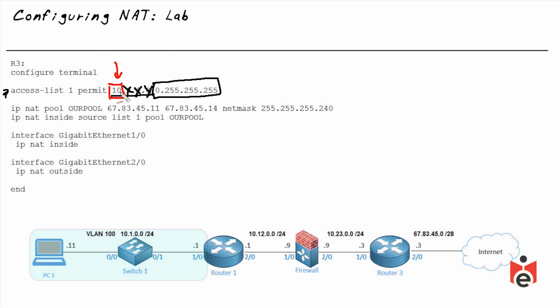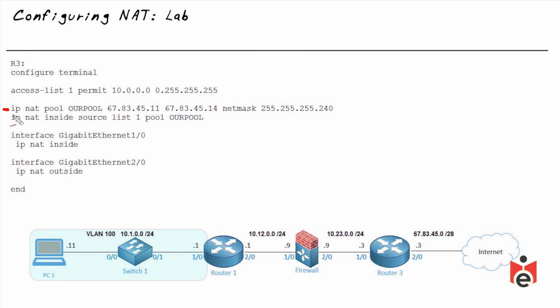So the bottom line is that anybody who sends a packet where their source IP address begins with 10, that's going to be a trigger in the mind of R3 that that packet, as it goes through the router, needs to be translated to a routable address. The next entry is specifying the addresses that we're going to use for those translations.